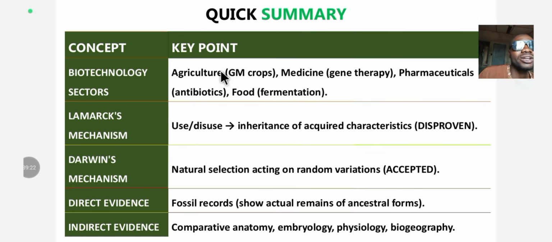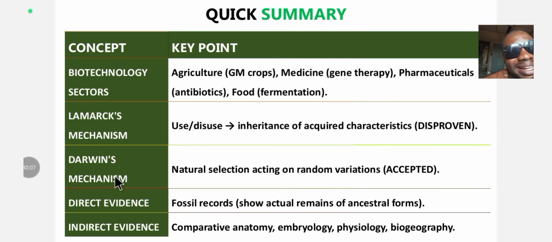What is it all about? Agriculture, which is genetically modified crops. You have the branch of medicine, which is genetic therapy or gene therapy. You have pharmaceuticals, which is antibiotics production, and you have food, which is fermentation, and so on and so forth. Then for Lamarck's mechanism, what is it all about? Organs and tissue use and disuse, which further leads to inheritance of acquired characteristics, and it was disproven.